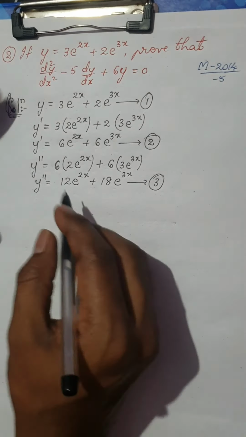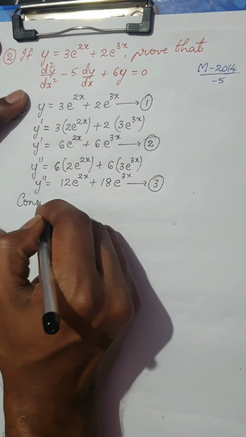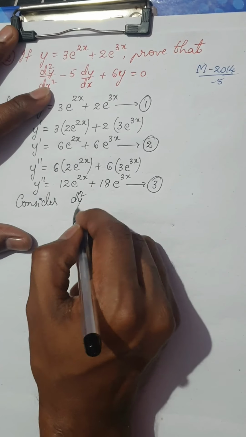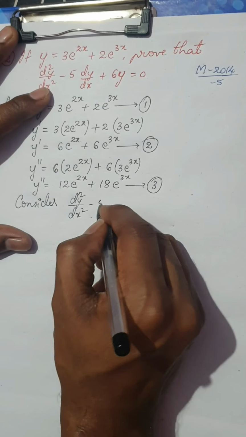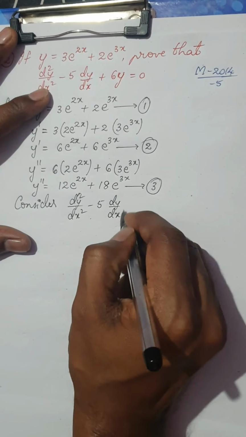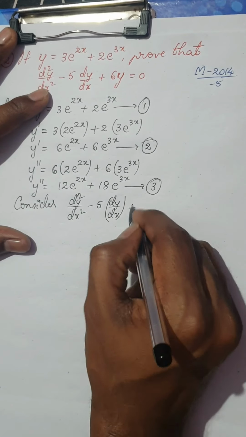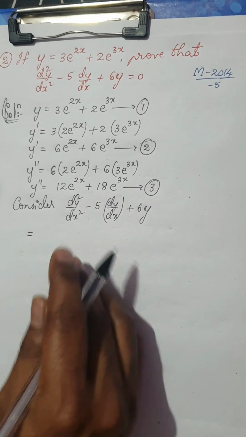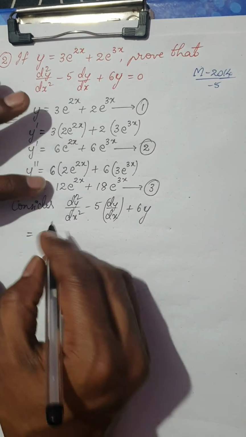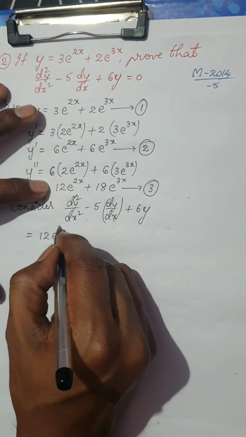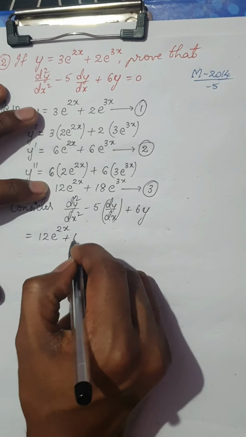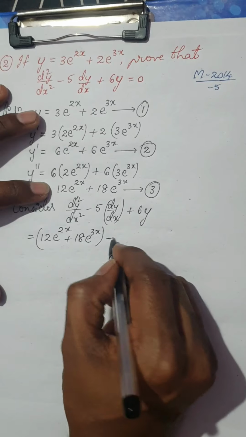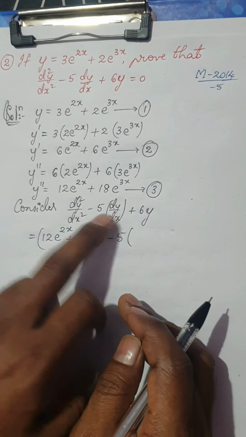Is it clear? So now we will consider d square y by dx square minus 5 times dy by dx, plus 6y. So this is nothing but, let me substitute everything. d square y by dx square, I already have it here, 12 into e power 2x plus 18 into e power 3x. Is it clear? Minus 5 into dy by dx.